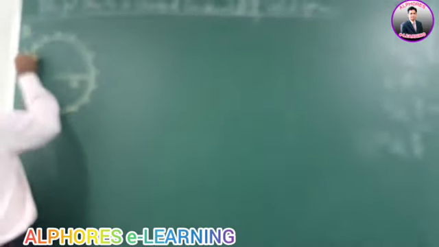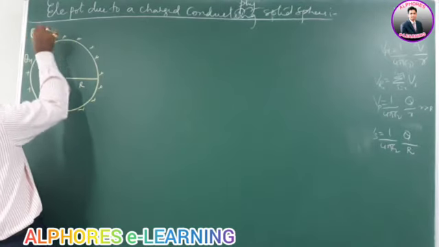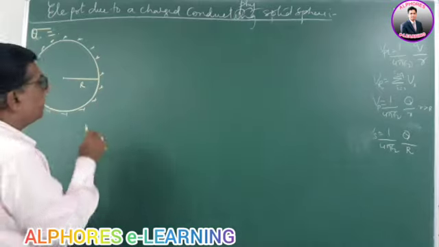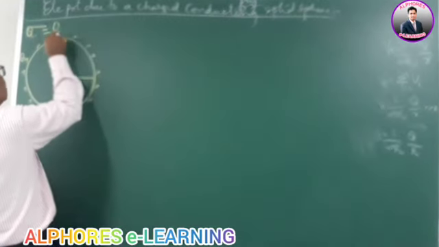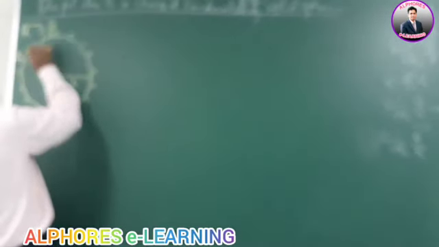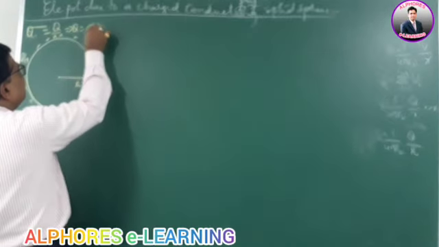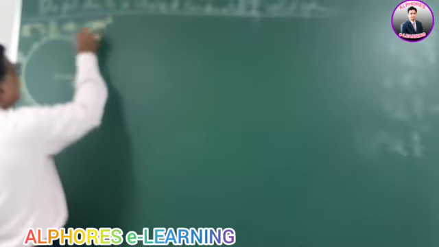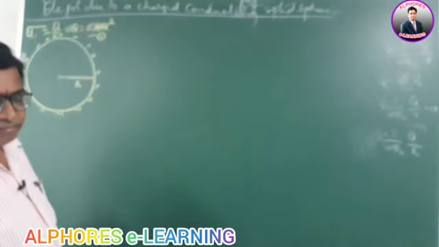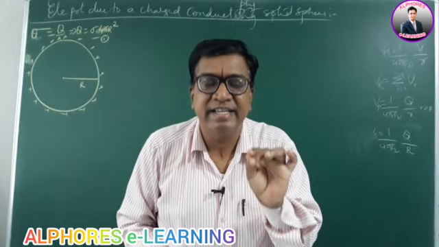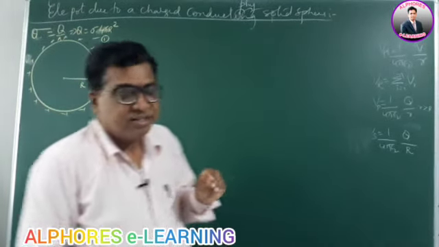The charge is Q. Its surface charge density is sigma. You know, sigma is equal to charge per unit area, so it's Q by A. Therefore, charge Q I can write as sigma into 4 pi R square. This is equation 1. Now, this is a metal conducting charged sphere, right?